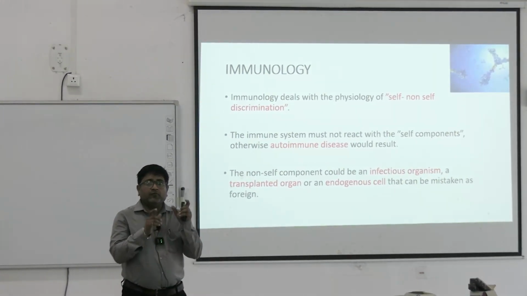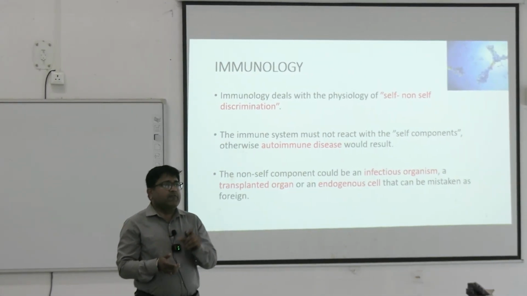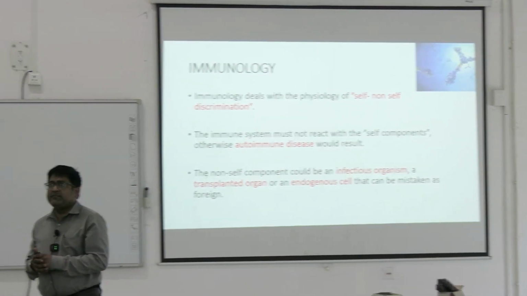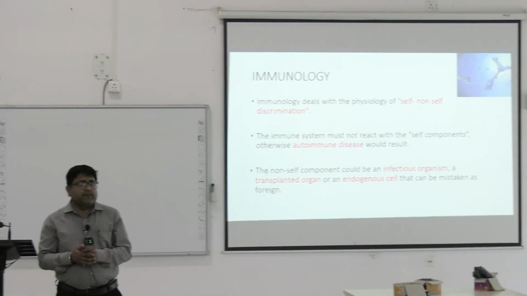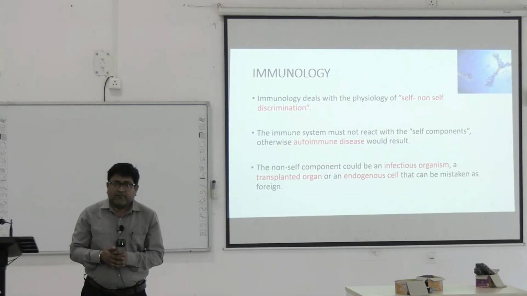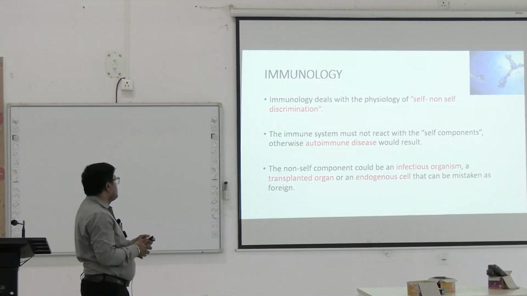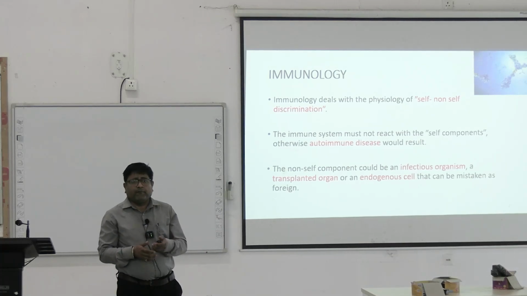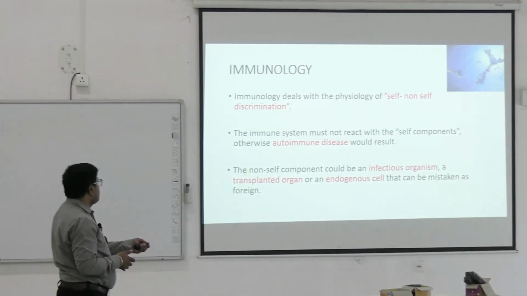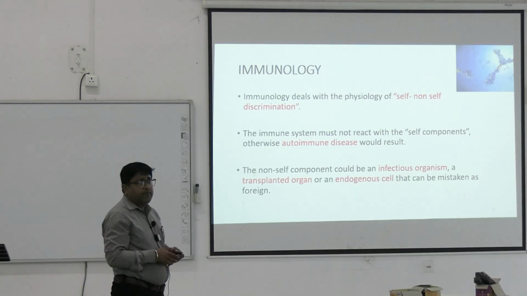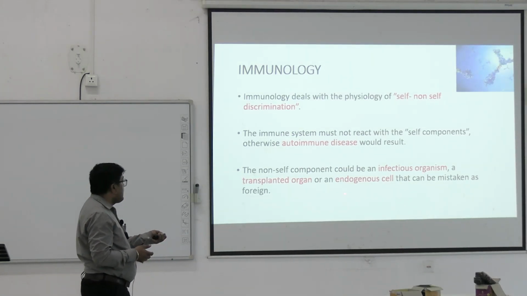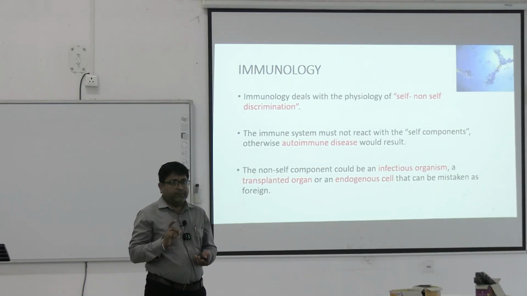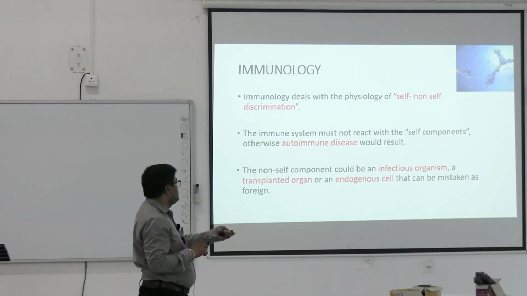What happens if the immune system reacts with the self component? That will result in autoimmune disease. Can you name some examples of autoimmune disease? Anyone? Like rheumatoid arthritis, already done. So the non-self component could be an infectious organism like bacteria, virus and parasites, a transplanted organ, it can be renal transplant, liver transplant, or an endogenous cell that can be mistaken as a foreign body. So that results in autoimmune disease.